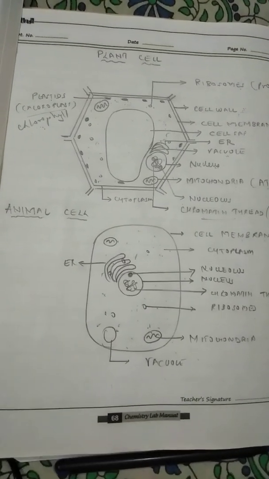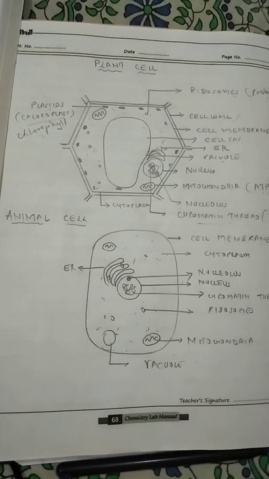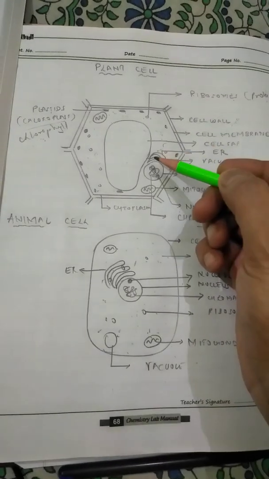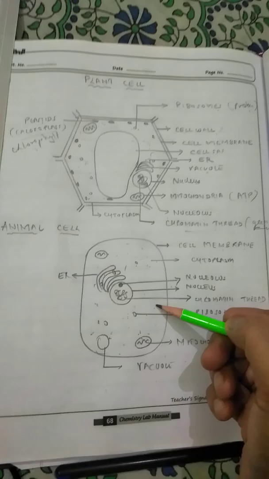Today we are going to study about plant and animal cell. Here you all can see two structures. The first structure is of plant cell and the second structure is of animal cell.